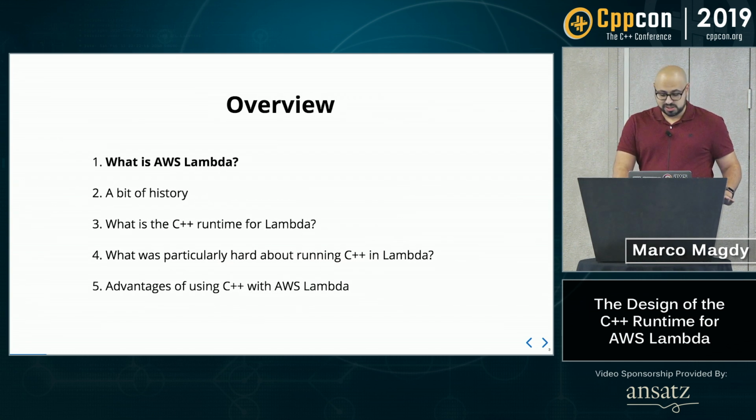An overview of how this talk is going to go. First, we'll be talking about what AWS Lambda is and what it can be used for, and what this whole serverless thing is all about. Then we'll go over a bit of history on how AWS Lambda has changed over the past few years from an architecture point of view. And then we're going to start specifically talking about the C++ runtime for Lambda and the problems that we needed to get around to make it work. And then we'll end with why you would want to use C++ with AWS Lambda.